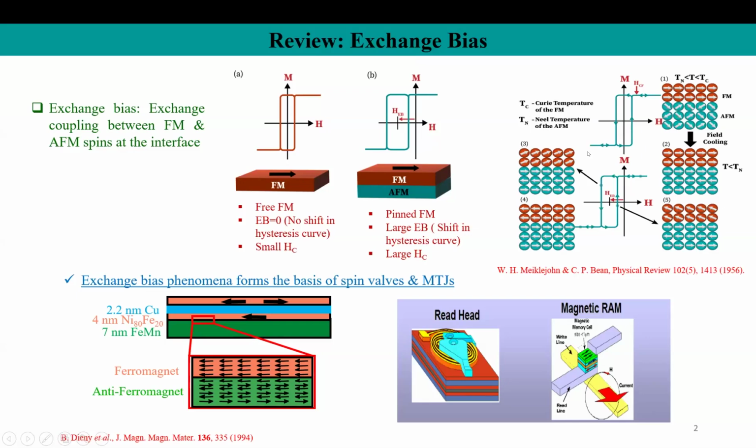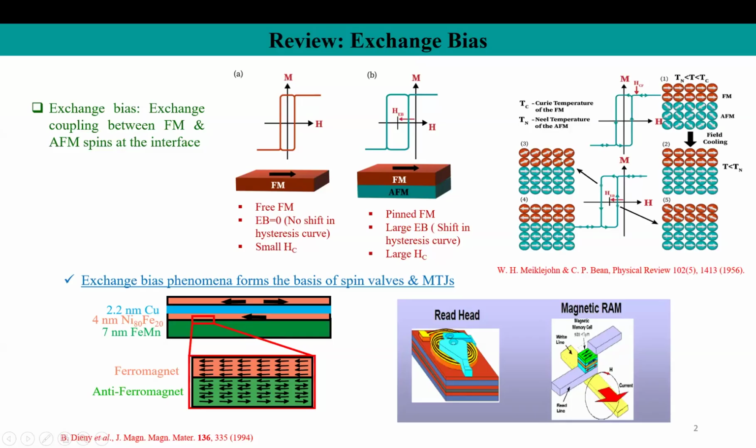This can be understood in a better way like this. Suppose the system is brought to a temperature below the Curie temperature of the ferromagnet, but above the Néel temperature of the antiferromagnet. The antiferromagnetic spins remain random, whereas the ferromagnetic spins get aligned. But as the field cooling is done below the Néel temperature, the antiferromagnetic spins get aligned ferromagnetically, and to maintain the AF order, the next AFM planes arrange antiferromagnetically so that the net moment is zero.